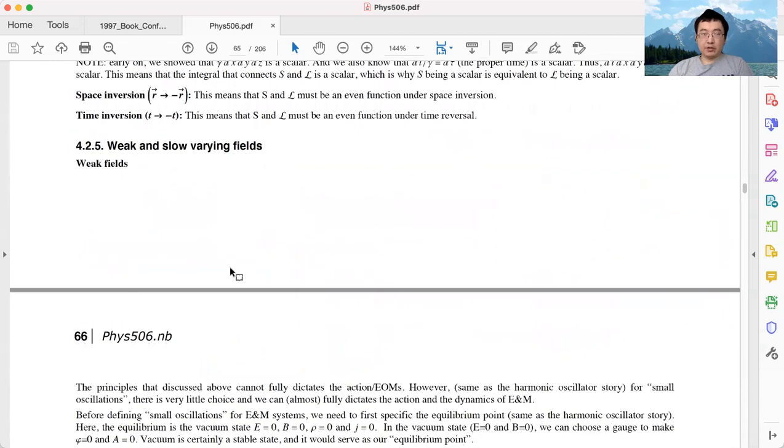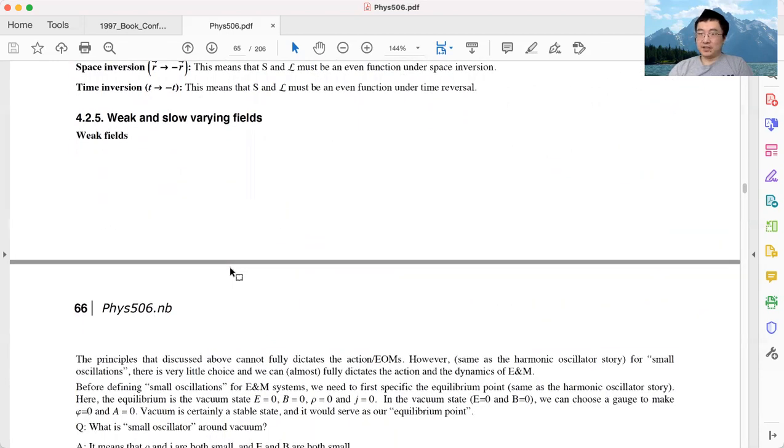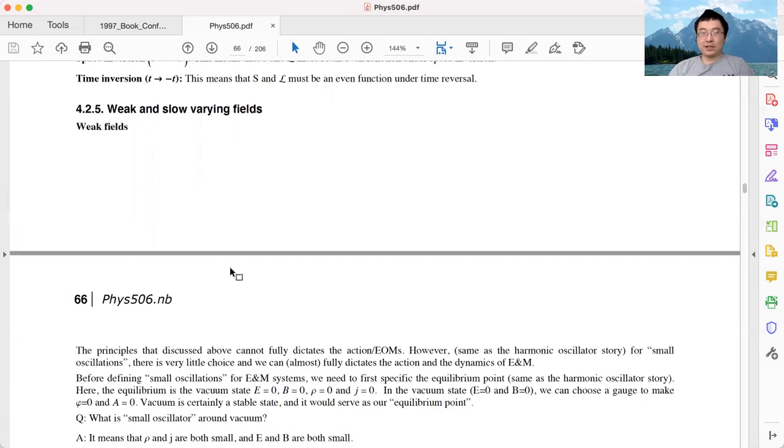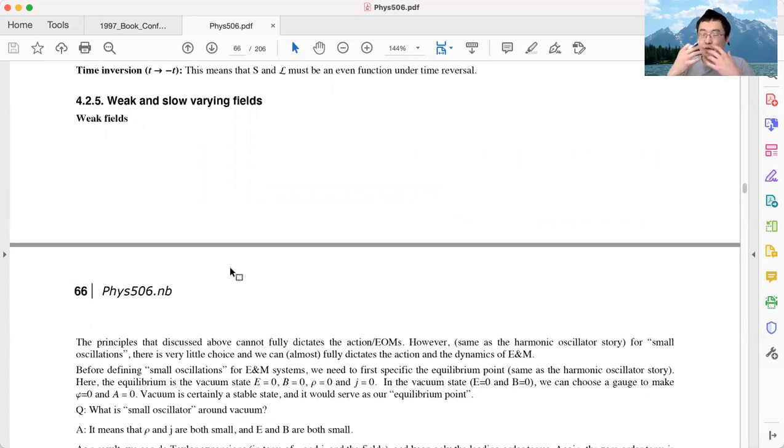So this last point usually is not highlighted in most of the textbooks, but it's actually a very important principle. That is about weak field and slow varying field. Let me explain what I mean here. Weak field here means I want to consider the situation where my field is small.